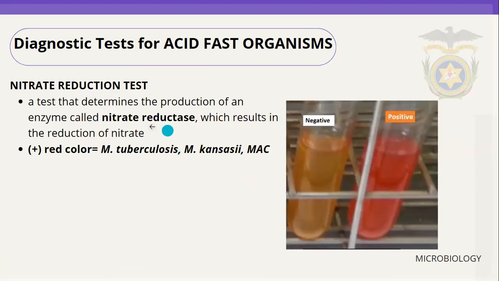Now let's move on to the nitrate reduction test. This test determines the production of an enzyme called nitrate reductase, which results in the reduction of nitrates. The positive color here is red, and the positive organisms are Mycobacterium tuberculosis, Mycobacterium kansasii, and Mycobacterium avium complex, or MAC.